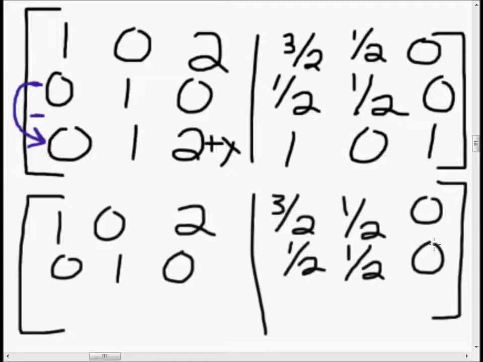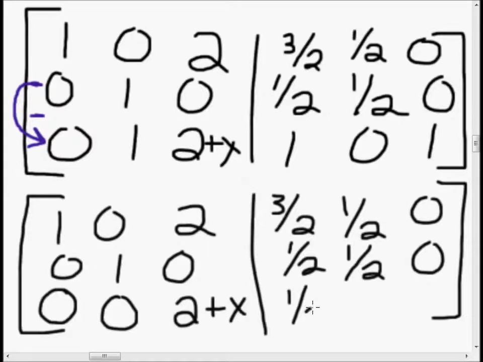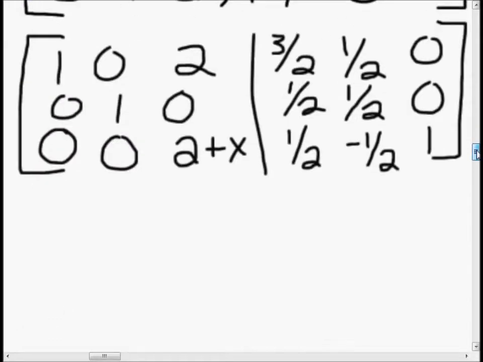So we're going to subtract this. 0 subtracted from 0 is nothing. 1 subtract 1, well, that's 0. And 2 plus x minus 0, well, that's still 2 plus x. And even though that's not quite where we want it, that's better than we were. 1 minus 1 half, well, that's 1 half. 0 minus 1 half is negative 1 half. And 1 minus 0, that's 1. And so we're looking pretty good. We are pretty darn close.